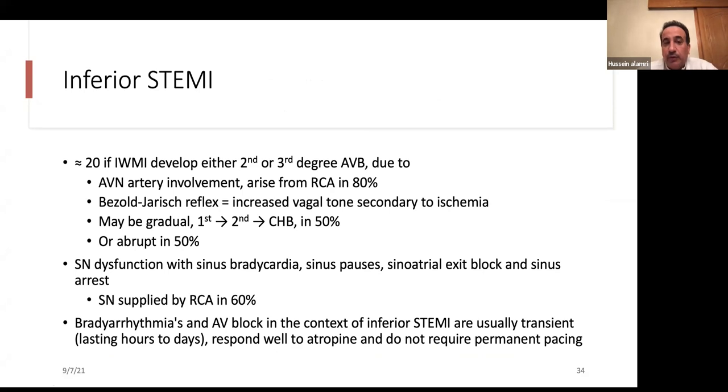So around 20% of inferior MI develop, as we said, second or third degree AV block, because the AV nodal artery is supplied by the RCA in 80% of cases. This again could be because of the Bezold-Jarisch reflex, where there is increased vagal tone. 50% of these patients progress from first to second, and complete heart block, or they could present with complete heart block. Again, we know that the sinus node is also supplied by the RCA in 60% of patients, and they could present with sinus node dysfunction, with bradycardia, pauses, sinoatrial exit block, bradyarrhythmia, and so on.